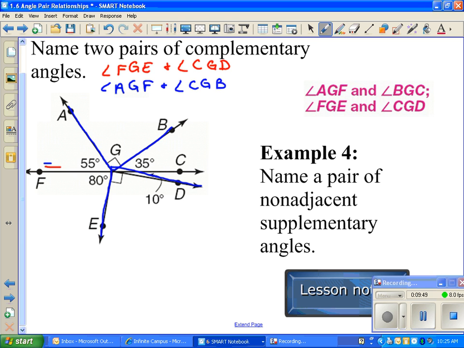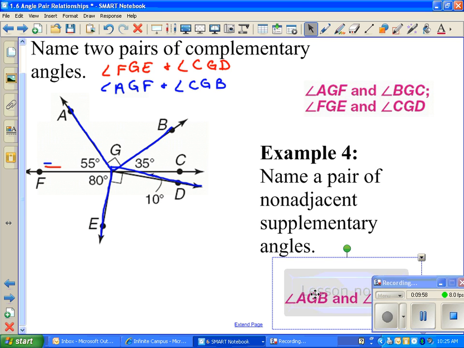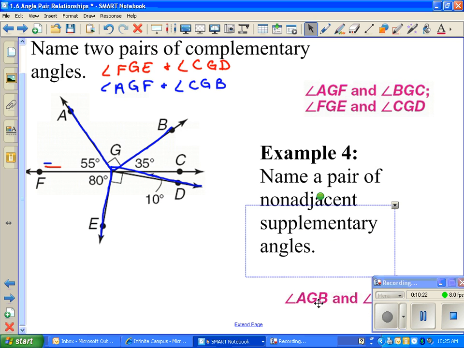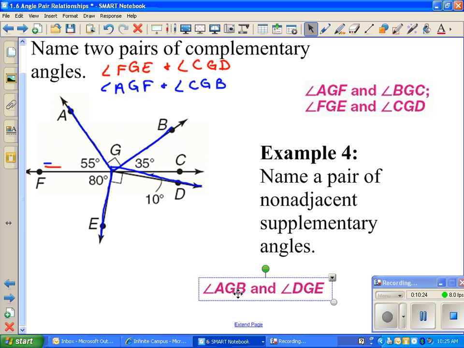FGA and DGC are not going to quite be 180. Okay. Does it have to be 80? It has to add up to be 180. It isn't. Hold on. What's that other angle over there? This one here? It's 35. Yeah, same thing.